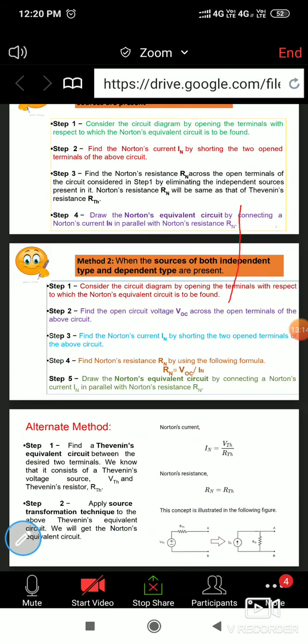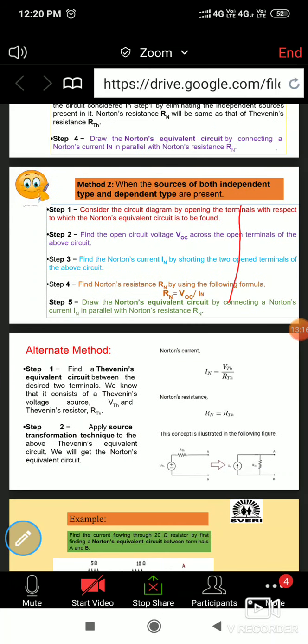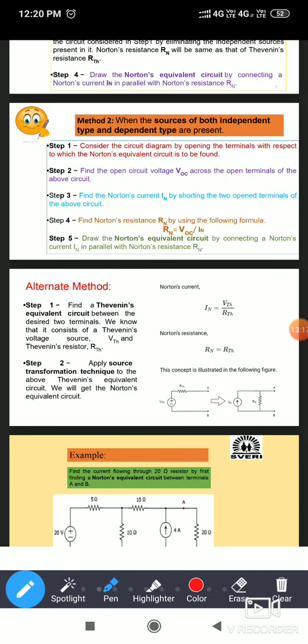That next is nothing but method 2. So method 2 will start. So method 2 means what? When the present network has at least one independent source and at least one dependent source. When you observe any dependent source in the network, you can straightaway follow the steps of method 2, or case number 2.